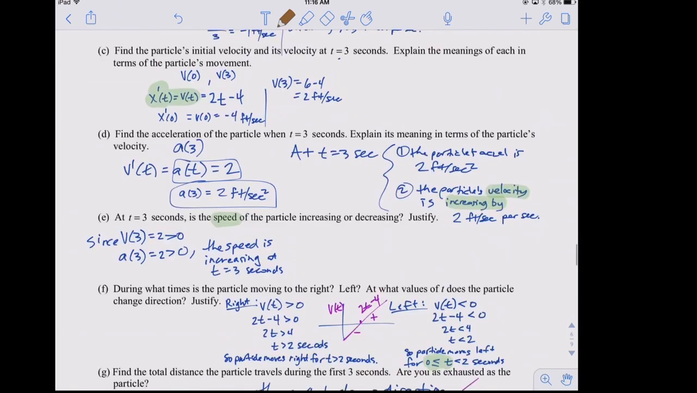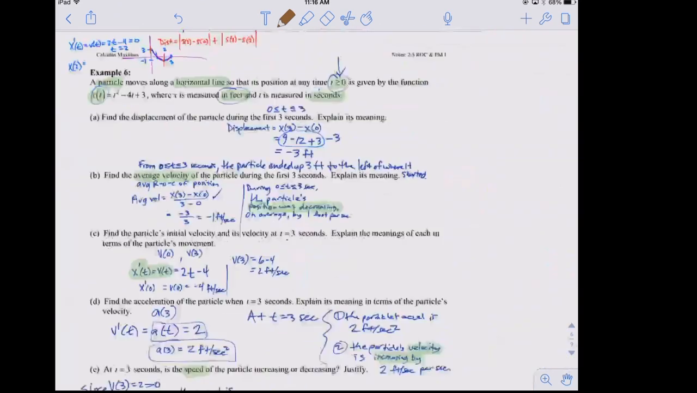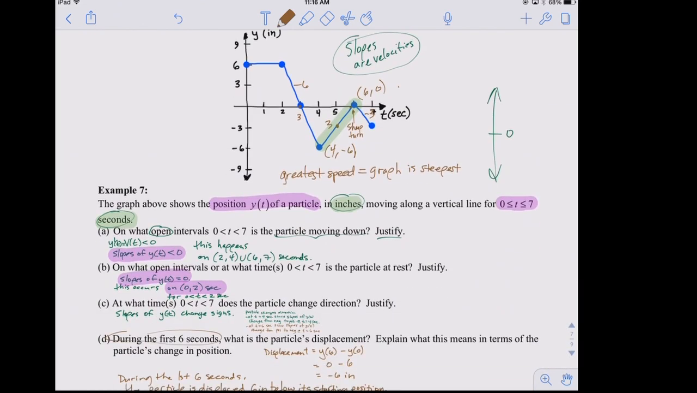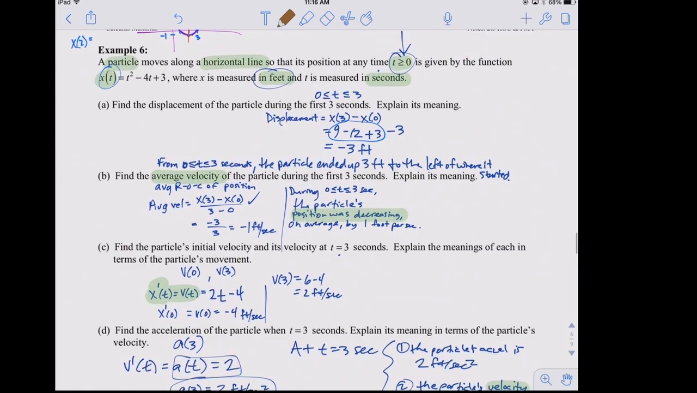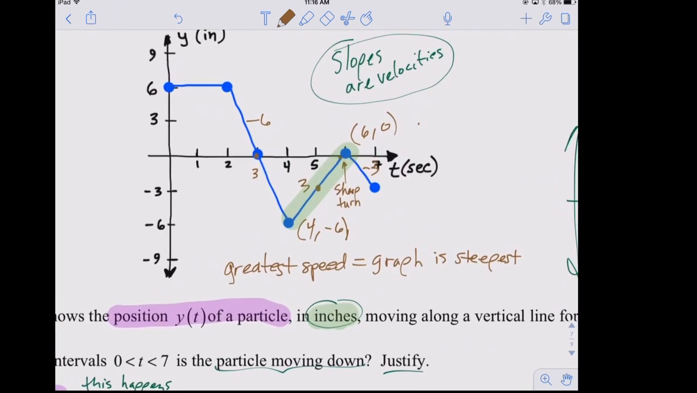So it was really the same thing we did up here, but up here we had an equation of the position, and it was moving horizontally. Down here we had a graph of the position moving vertically. So you can't just talk about y prime and y double prime when you don't have the equations. You have to always relate it back to what you're looking at on the graph.